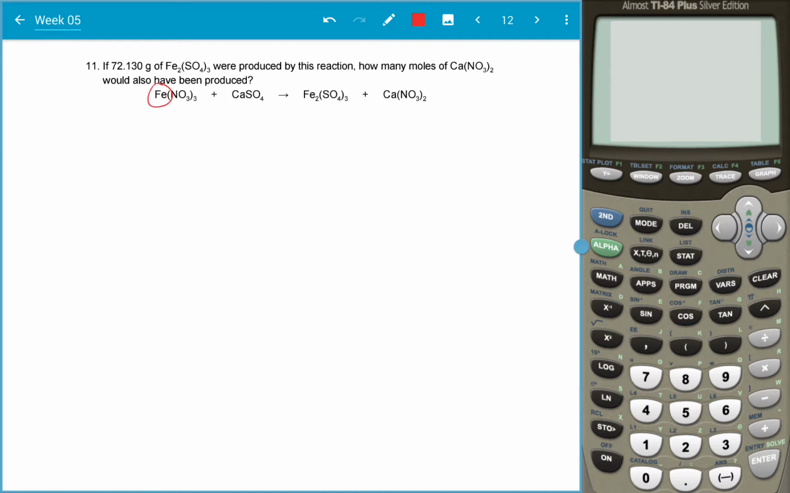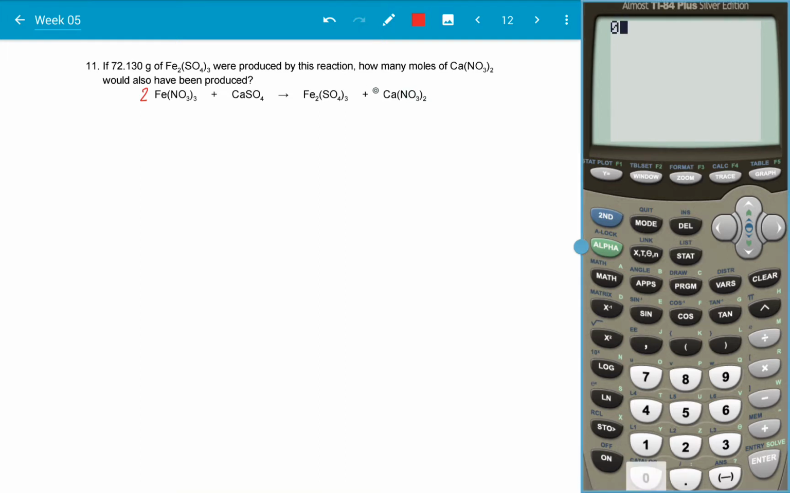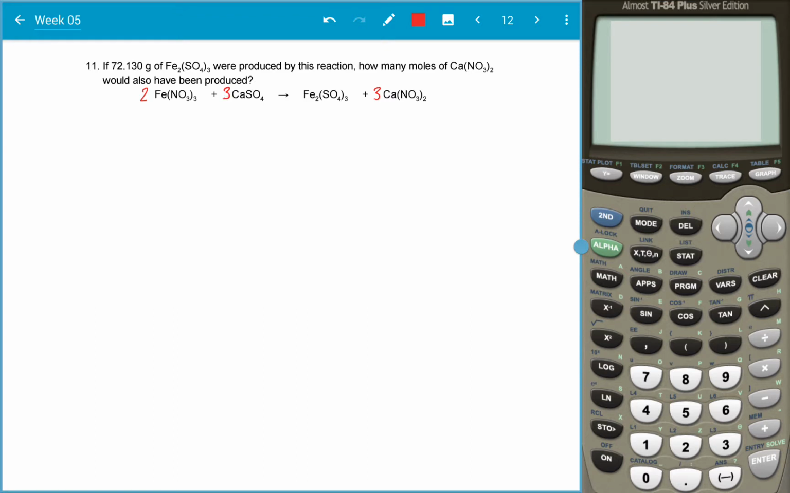I look at the iron and I have 1 on the reactant side and 2 on the products. I could fix that. So now that I have 2 irons on both sides, I have 2 times 3, I have 6 nitrogens on the reactant side, but I only have 2 on the product side. So if I put a 3 in front of the calcium nitrate, I'll now have 6 nitrogens on both sides. That does make 3 calciums though, which would require a 3 in front of the calcium sulfate.